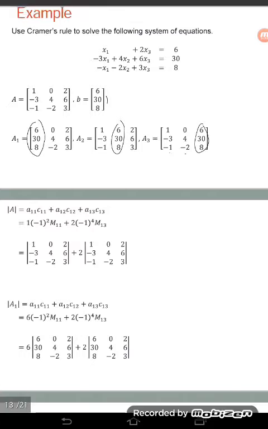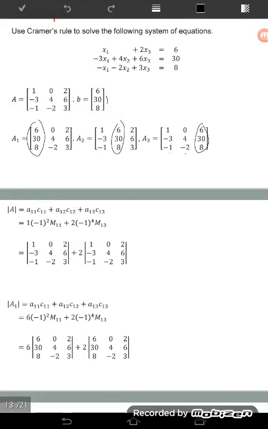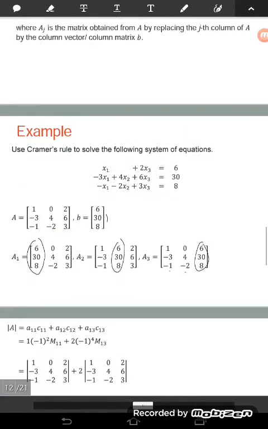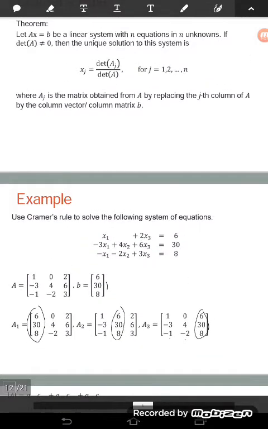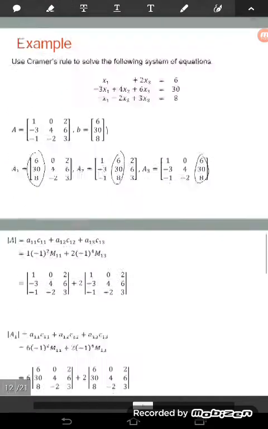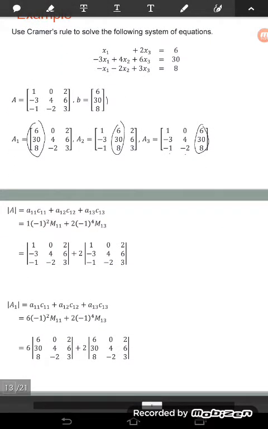Okay, to solve this using Cramer's rule, first we need the determinant of Aj, so the determinant of each matrix, determinant of A1, A2 and A3, and then divide by the determinant of A. So we need to have the determinant of A. Okay, so calculate the determinant of A.